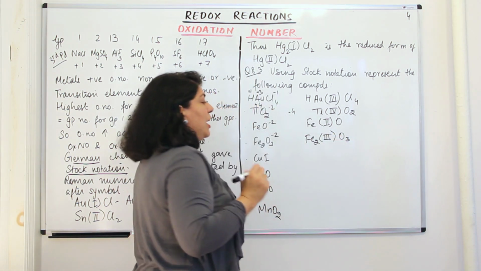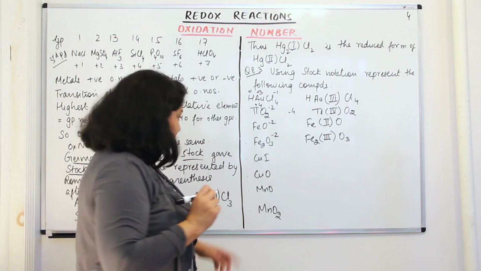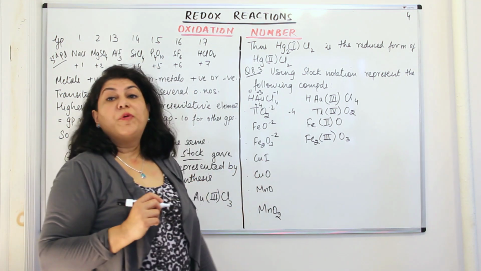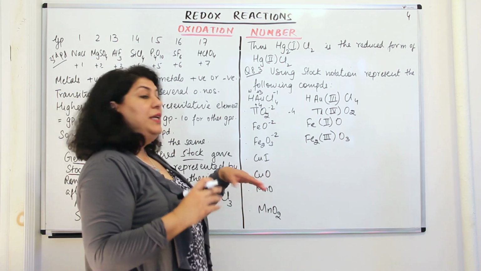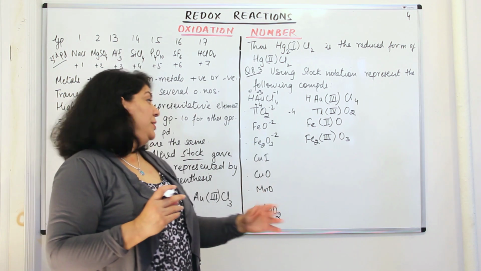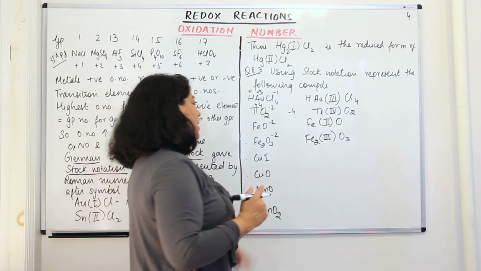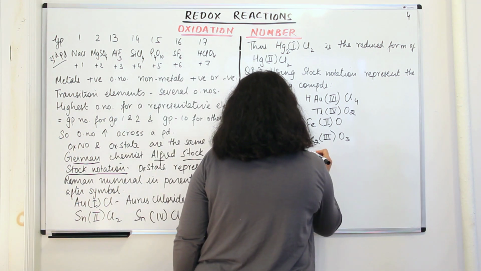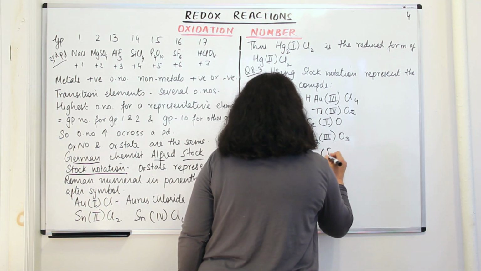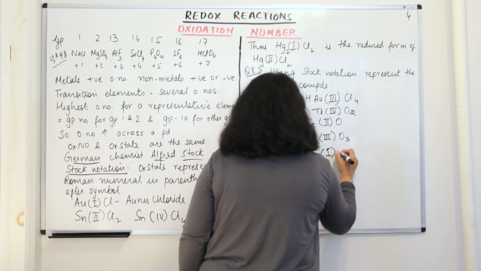Fe2O3. And the charge on iron is 3. Then we come to copper iodide. Iodine is a halogen. It has a charge of -1. So this should be cuprous iodide. So it should be Cu1. The charge on copper should be 1.